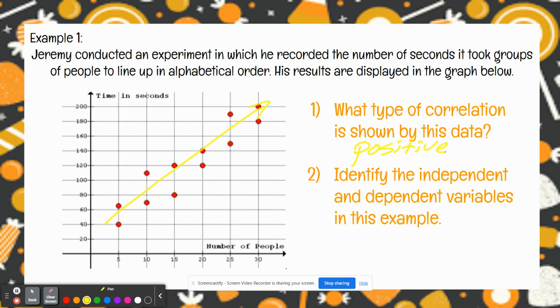Identify the independent and dependent variables. So my independent, remember that's my x values, is your number of people. And then you have your dependent, which are your y values, and that is the time, and that's specifically in seconds.